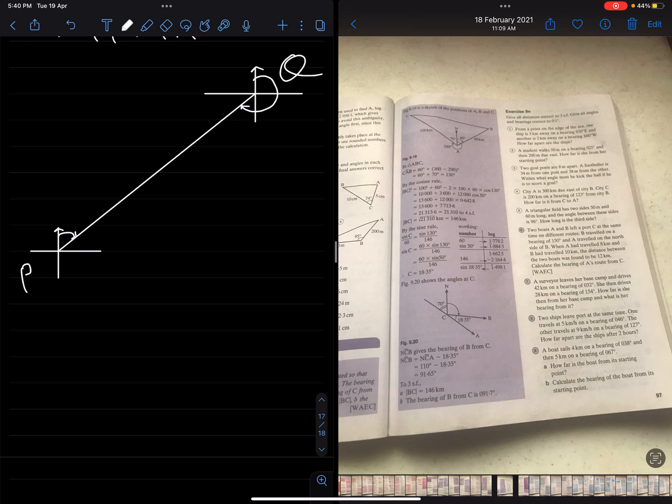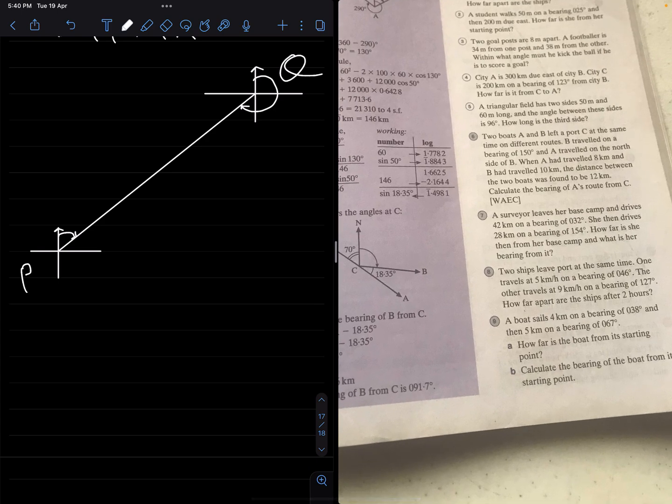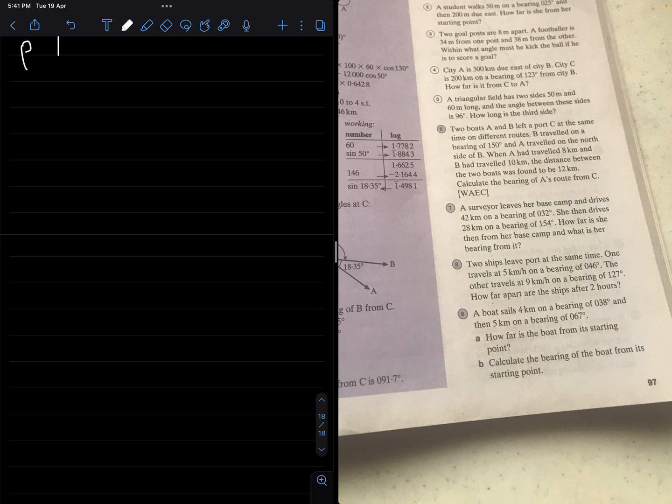So let's now go to question number 9. It says a boat sails 4 kilometers on the bearing of 038 degrees and then 5 kilometers on the bearing of 067 degrees. Question A, how far is the boat from its starting point? Question B, calculate the bearing of the boat from its starting point. That's an easy one. Let's go straight to it.